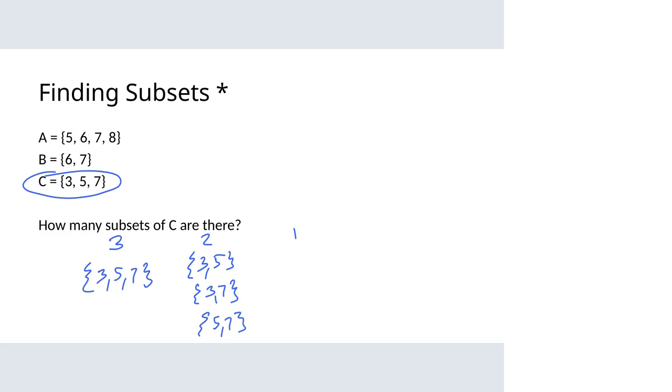Then I need the subsets with 1 element. That's the 3, the 5, and the 7. And then we don't want to forget about the subset with no elements, which is the empty set. So when all is said and done here, it looks like we have 1, 2, 3, 4, 5, 6, 7, 8 subsets. So how many subsets of C are there? There are 8.